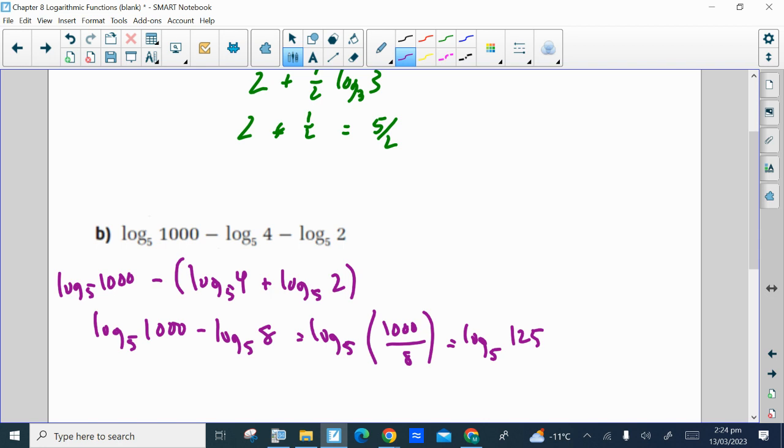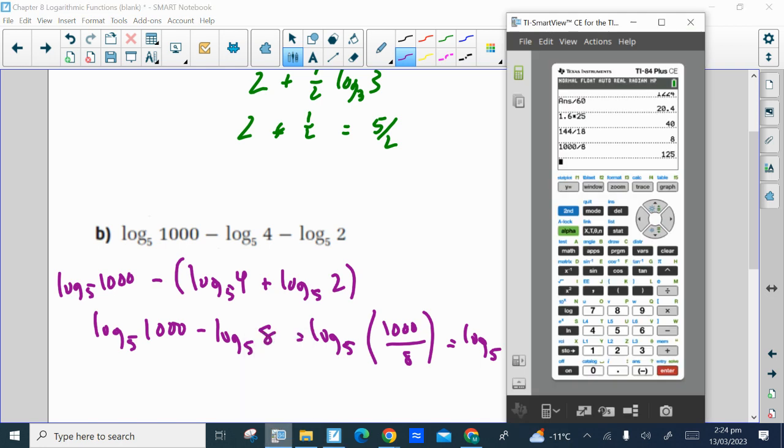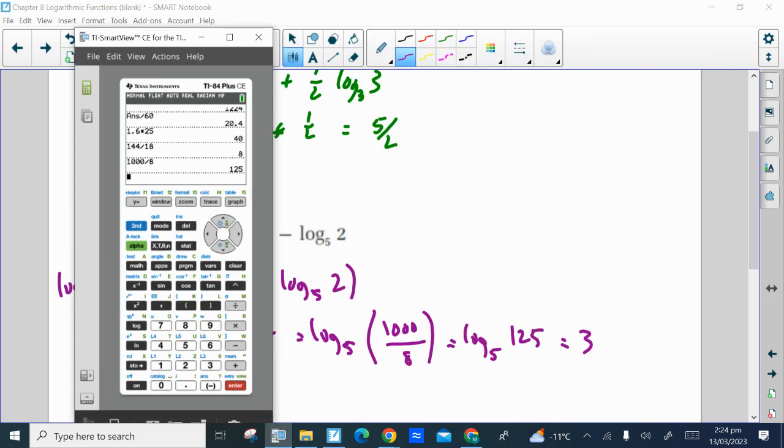And log base 5 of 125 is 3. That's asking 5 to what power is 125. And remember, you can always use the change of base identity to evaluate these by going to log of 125, close the bracket, divided by the log of 5. That's one way to get it. If you have the newer operating system, you can do it that way. Log base 5 of 125.